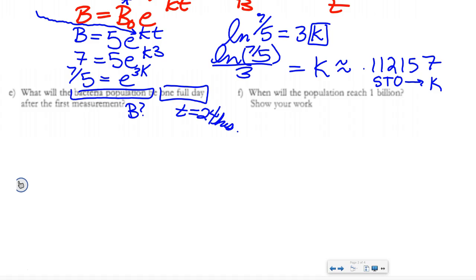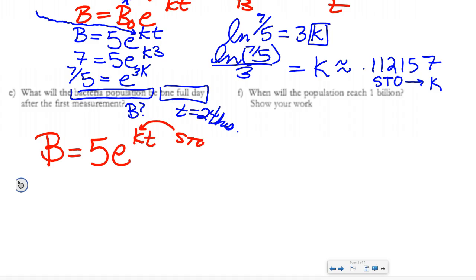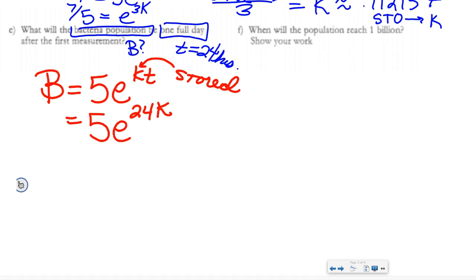My bacteria model is the bacteria at any time present will be equal to C, the starting amount, which was 5, e to the kt. And I've already stored that in my calculator. So really with this question, I just need to do 5, then I'll hit e to the, my t is going to be 24, and I'll just hit alpha k. I already have a number stored in there. So go to your calculators and do 5e to the 24 times, and then just hit alpha k, and you don't have to retype it.